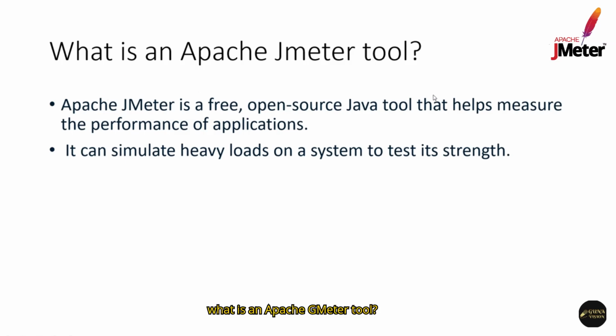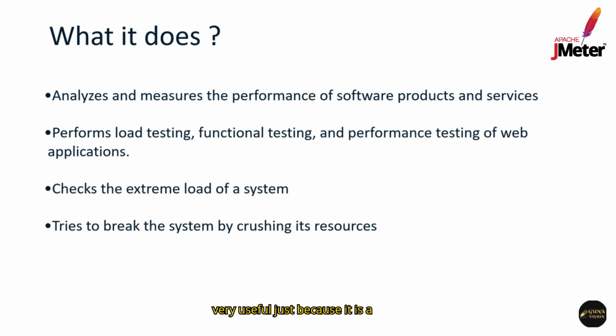And what is the Apache JMeter tool? Apache JMeter is a free open source Java tool that helps measure the performance of applications. It can simulate heavy loads on a system to test its strength. Basically this is an open source, free tool, and it is a Java tool. Because it is made with Java, it is very useful because it can be run on many platforms. It can be used on Linux, Windows, and Mac.